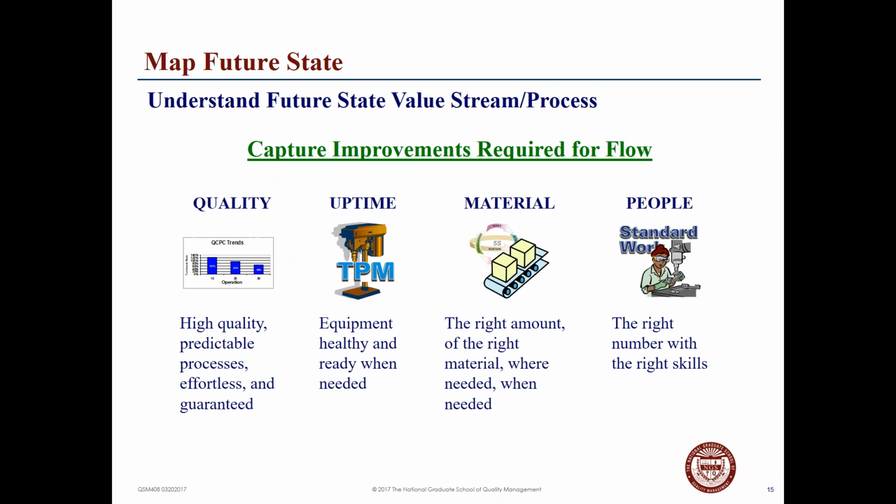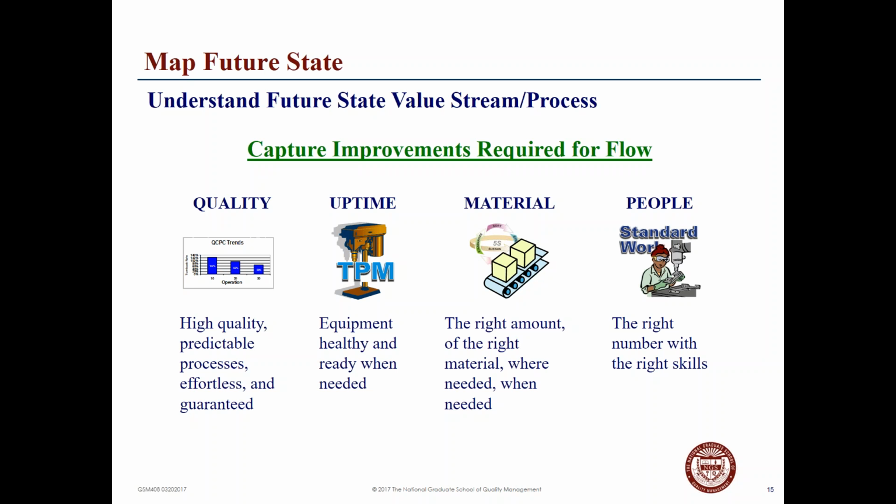Okay, and capturing improvement requires for flow. So we talk about quality: a high quality, predictable process, effectively and guaranteed. So for us to be able to have an effective value stream improvement process, we must have a high quality control system that allows us to be predictable and to ensure that we are in fact making good product and staying in the process and not working outside the process.